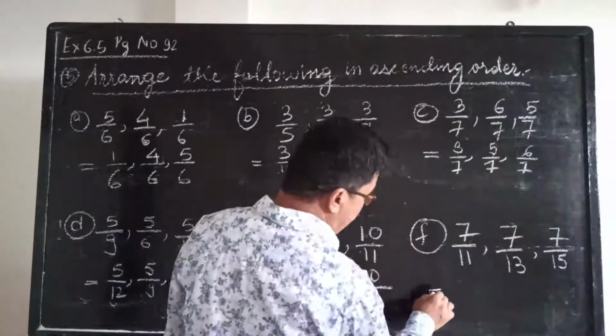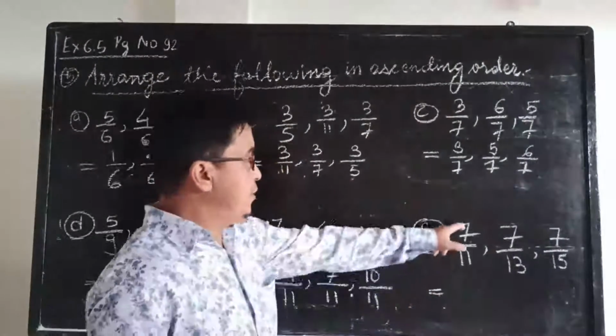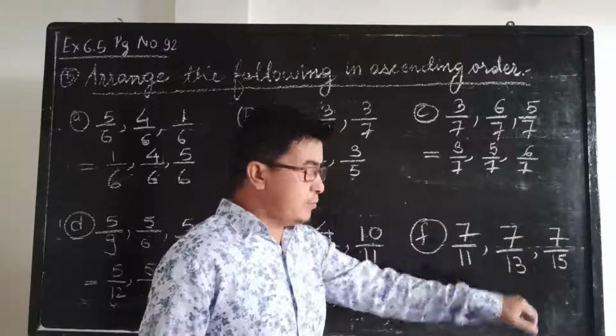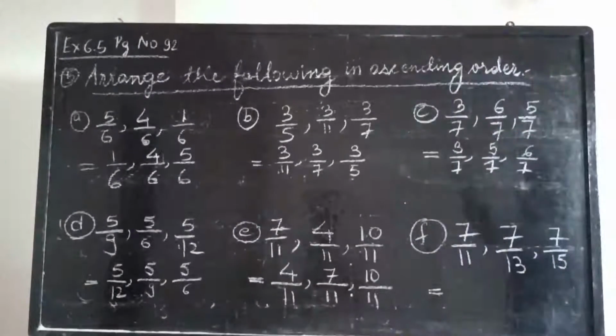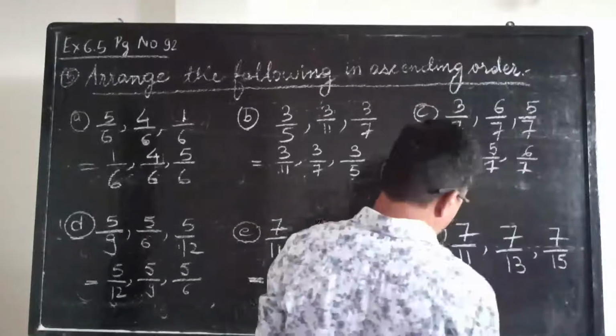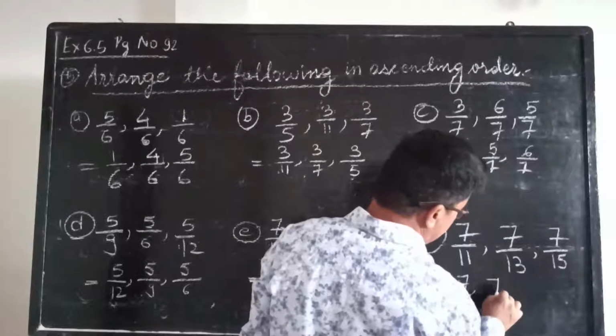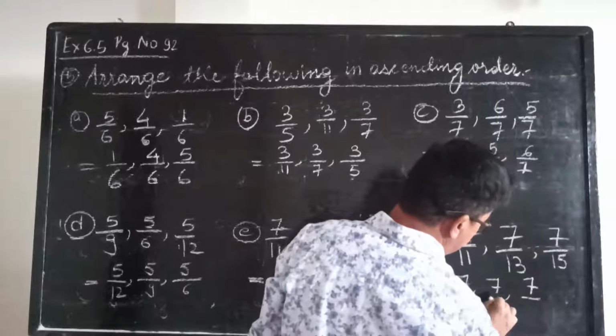Now F. 7 upon 11, 7 upon 13 and 7 upon 15. Here the denominators are different, and the fraction having the largest denominator will be the smallest and the fraction having the smallest denominator will be the biggest. We know the numerators are 7, 7 and 7 here.